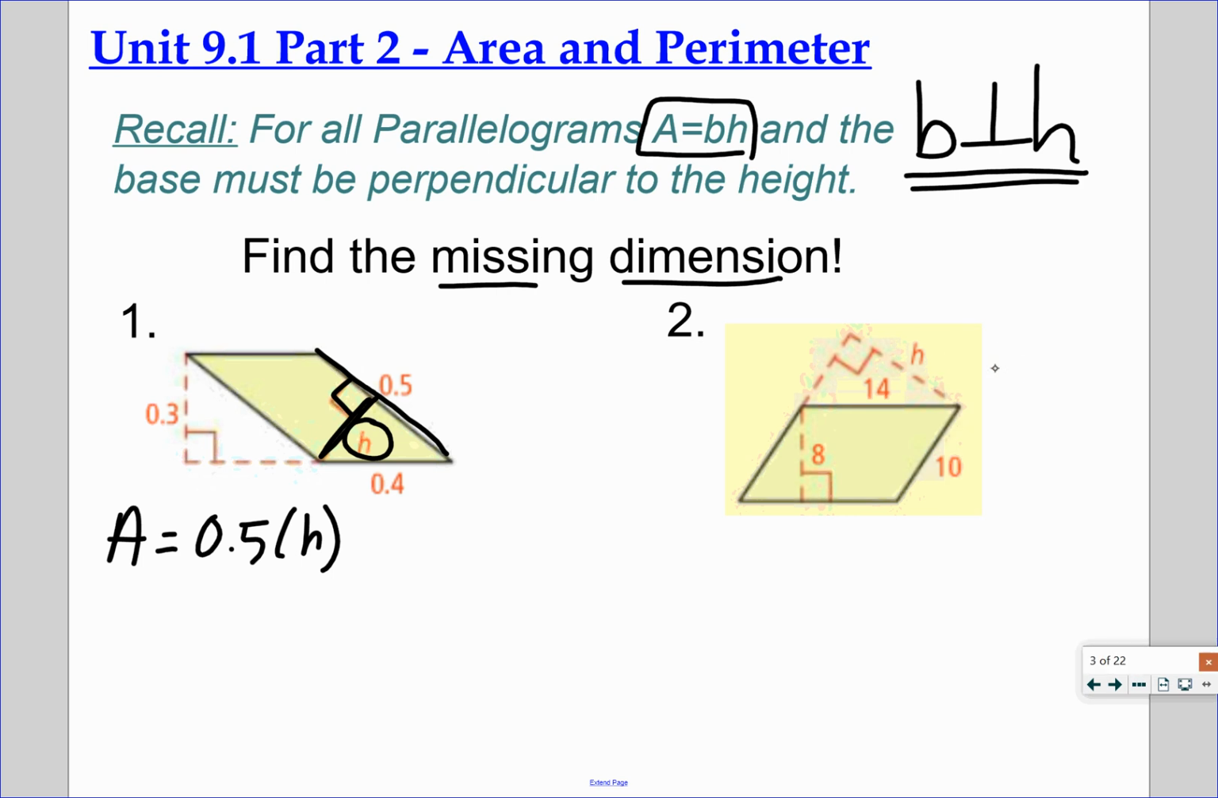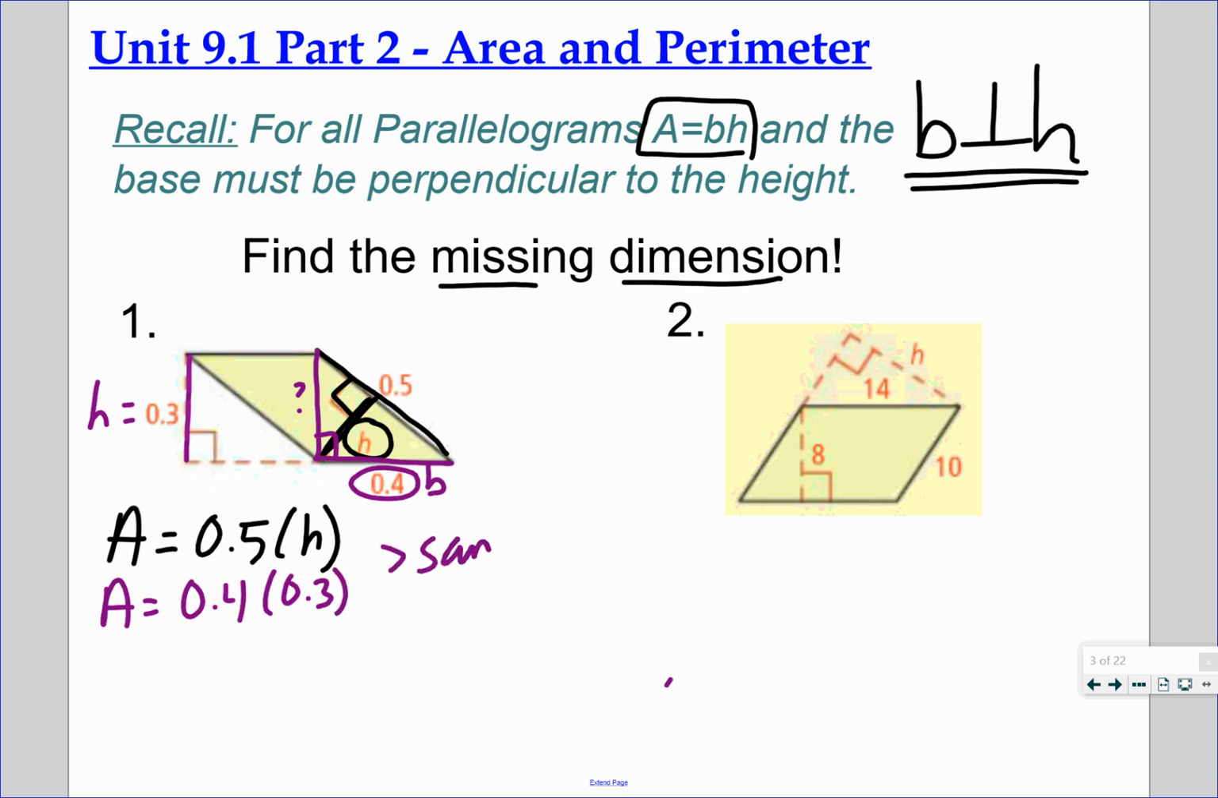So let's look at our shape again. We have this 0.4. 0.4 could represent the base of our shape. Now, the height that would be perpendicular to that, we don't have. But we do have this other dimension marked over here, which is showing how tall our figure actually is. So this would be the height that would go with that. So we can also say that area is equal to a base of 0.4 times 0.3, which is a height. Now, both of these should be the same because they're coming from the same parallelogram. So we can go ahead and say that 0.4 times 0.3 actually equals 0.5 times h.